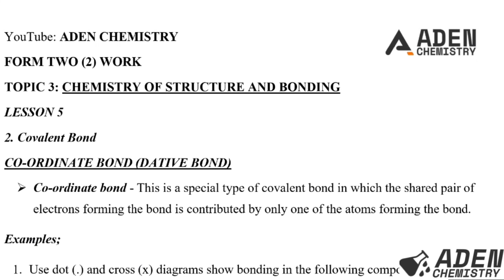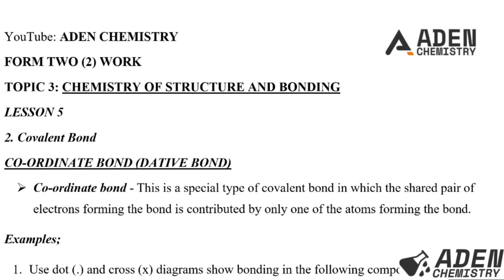Hello students, welcome. Previously, lesson 4, form 2 topic 3, we were dealing with covalent bonds and we were using dot and cross diagrams to show bonding in some compounds. So today we are going to go to lesson 5, which we are going to see coordinate bond. The other name of coordinate bond is a dative bond.